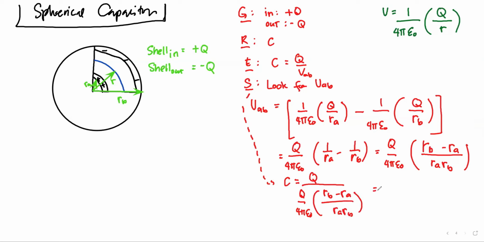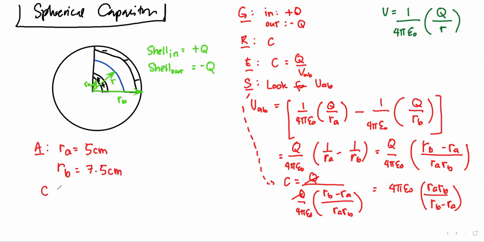So, what's the answer here? You're going to be cancelling out your Q. We're looking for the capacitance. Okay, so for example, it is given that your RA is, let me think, let's say 5 cm and RB is 7.5 cm, maybe. What's your capacitance? Then you have to get the capacitance using the formula that we just got.